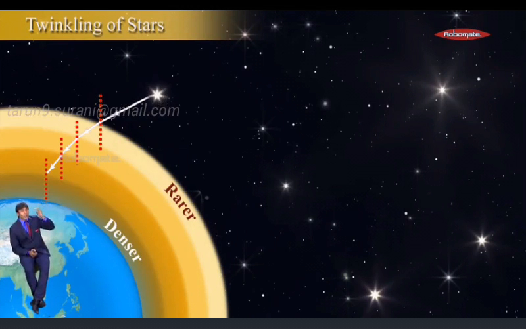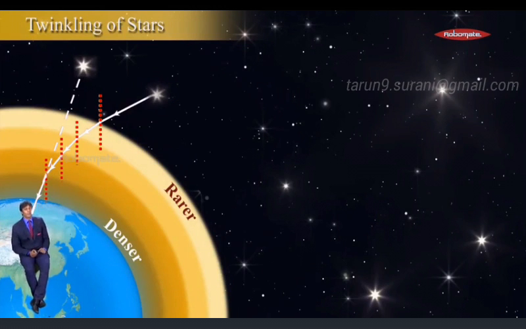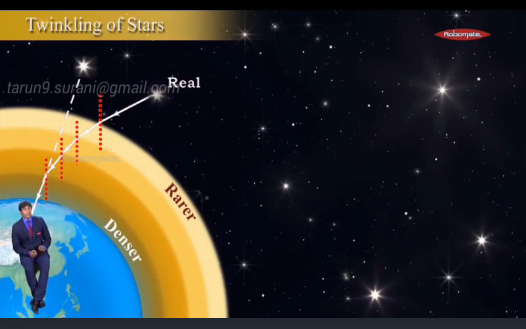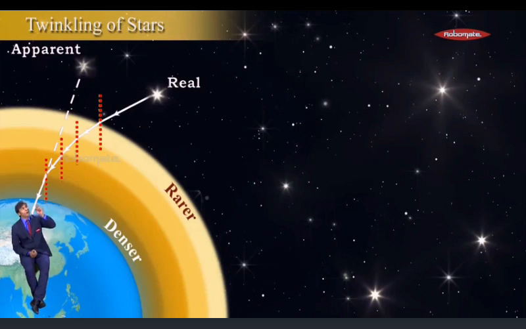Now when it comes into my eyes, we don't see curved, we see straight. So when I'm looking, I will feel the light is coming from this point. So the previous position where the star was is called the real position. And now the place where I see the star is the apparent position of the star. So students, when you look at the stars in the sky, what you see is the apparent position of the star.